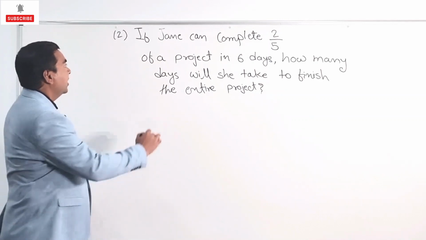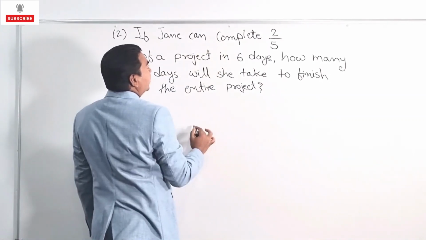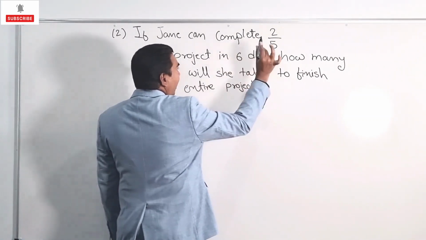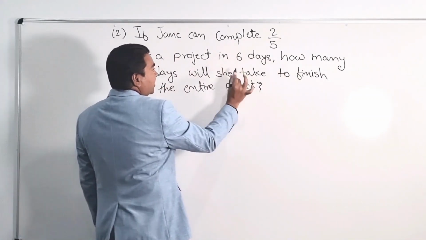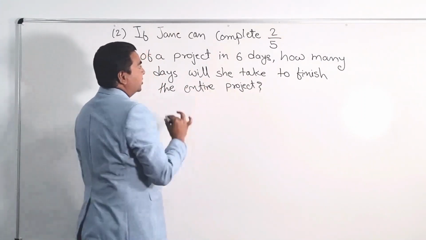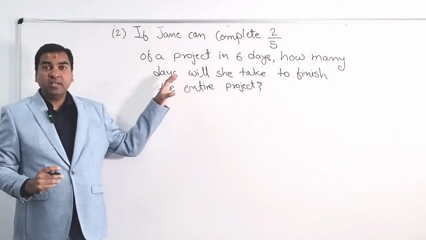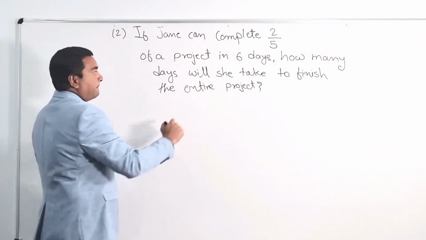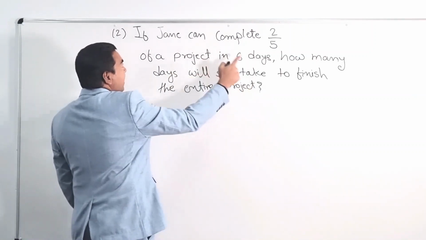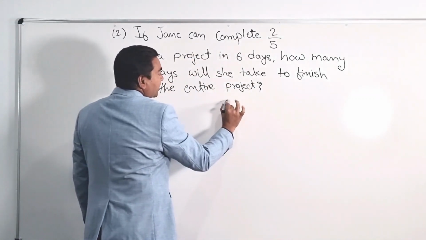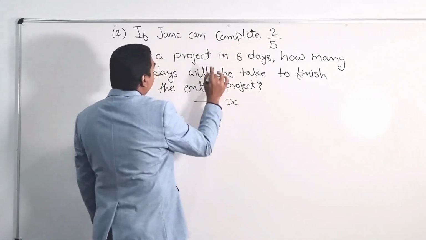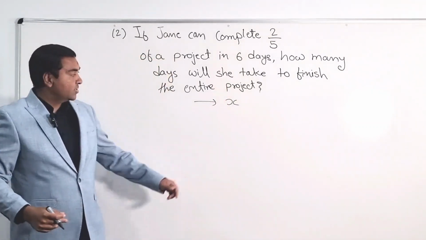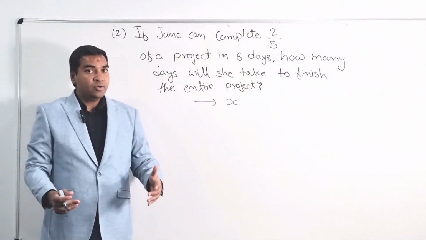Question 2. If Jane can complete 2/5 of a project in 6 days, how many days will she take to finish the entire project? So the very first important thing in this question is what we are going to take as x. I'll take the total days to finish the project as x. Let us say Jane can complete the entire project in x days, which is our answer. So once you find out our x, that is going to be our answer.